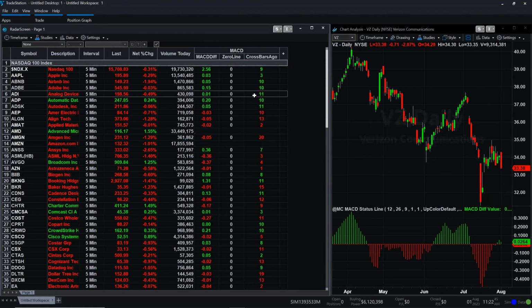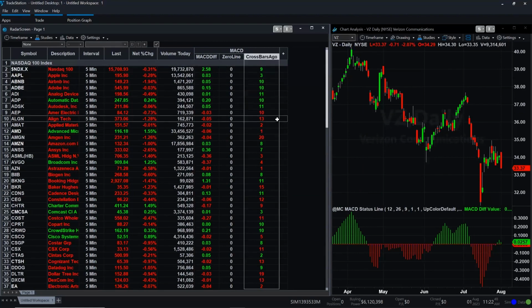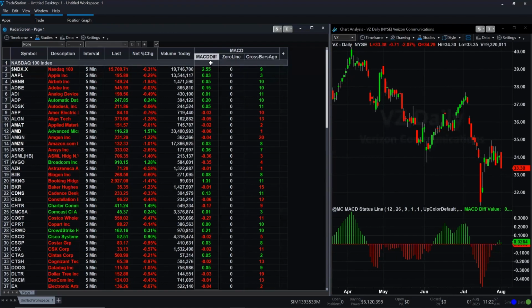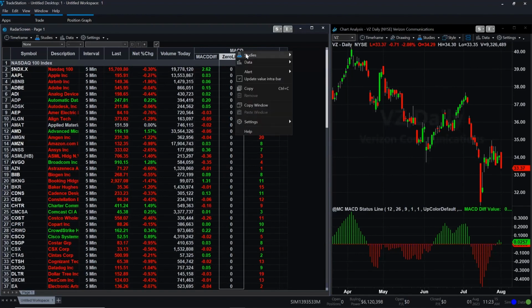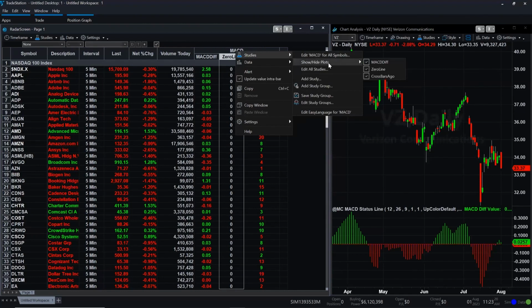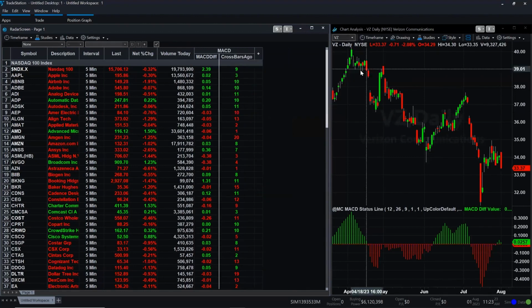So this one right here does provide you the cross bars ago that I thought it didn't. But okay, fine. This has 3 different columns. It has the MACD value, the 0 line, which we don't really need on a radar screen. So this indicator right here was not designed for radar screen because you don't really need a column full of zeros. I can hide it, of course. I can right click on the MACD, go to studies, and then go to hide or show plots, and I can uncheck the 0 line. That you can do on any study for any column you don't need.